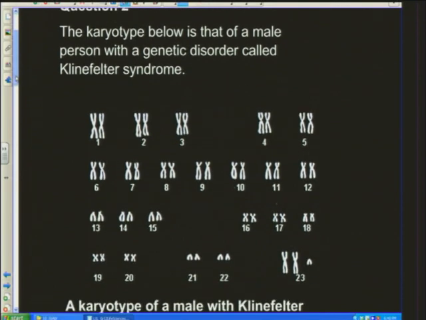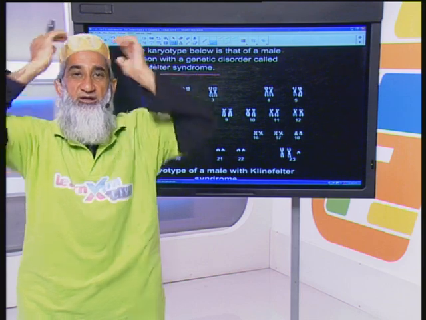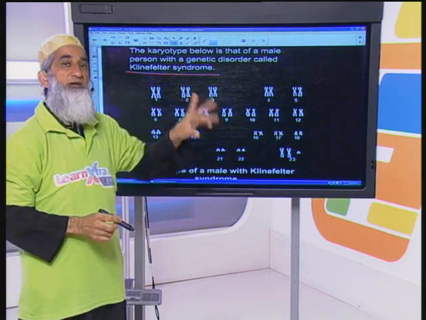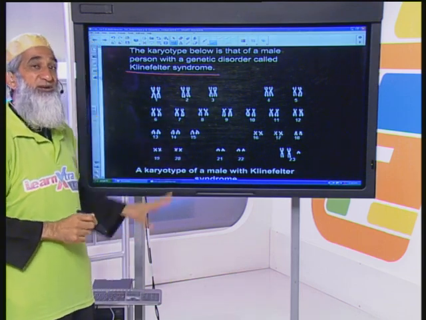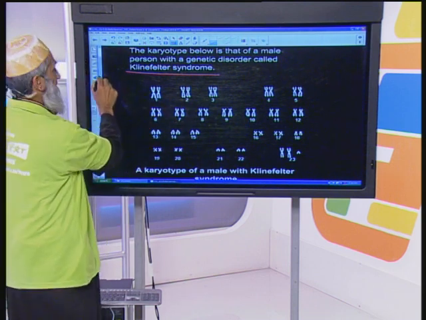Right, the karyotype below is that of a male person with a genetic disorder called Klinefelter syndrome. Why you ask me Klinefelter syndrome? We didn't do it in school, sir. Right? Don't get too panicky. You just see what the questions are asking you, if they're asking you something that you can't answer. All right? Let's see. So they're giving you the diagram.